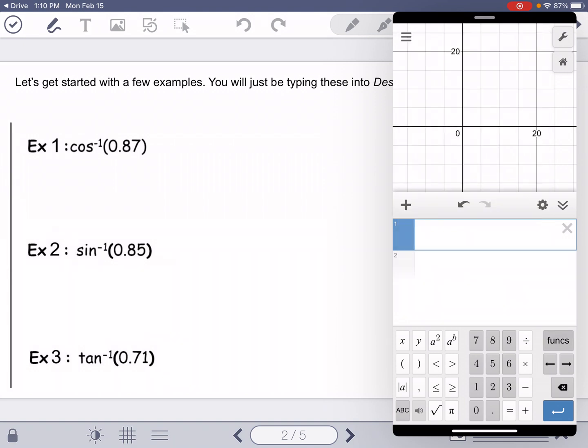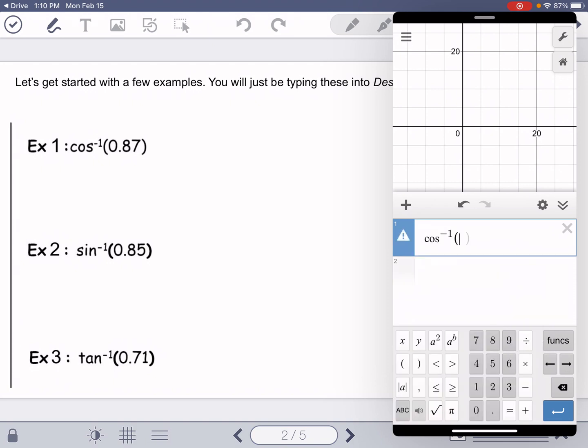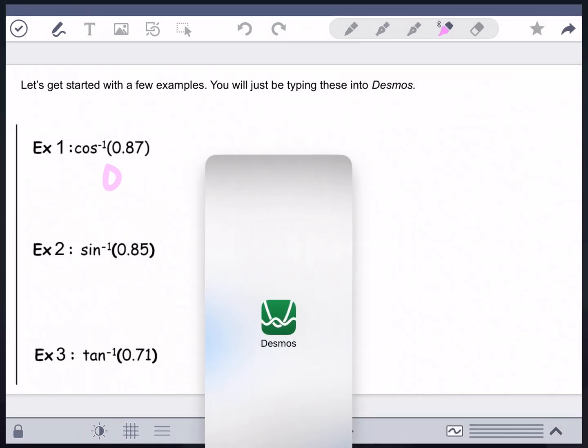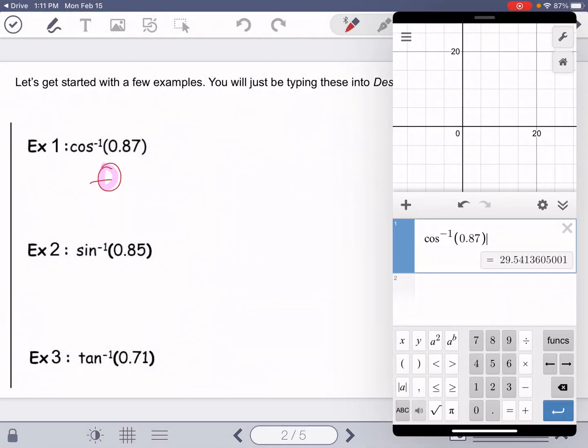So here I'm going to go to my functions panel. And example 1 wants the inverse of cosine 0.87. So what this is saying is that if I knew this angle, the cosine of this angle is 0.87. So I'm going to hit the same symbol, and then I'm going to type in 0.87. I left out my decimal. And I'm going to get 29.54. So this angle, theta, would be about 29.5 degrees.